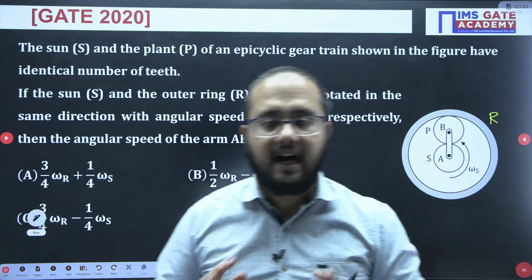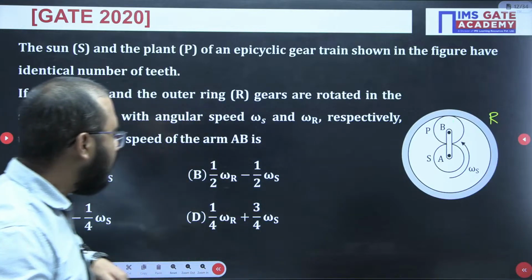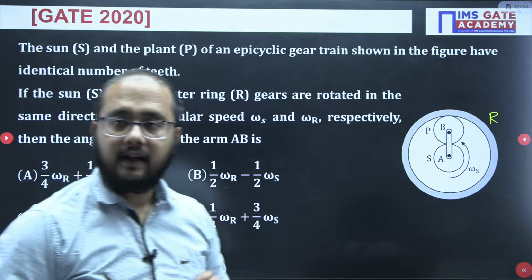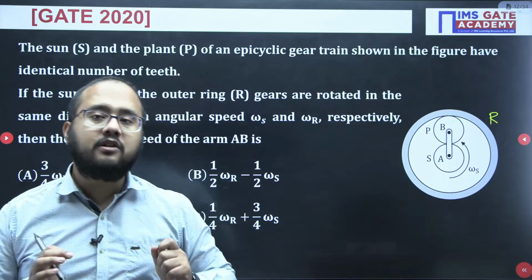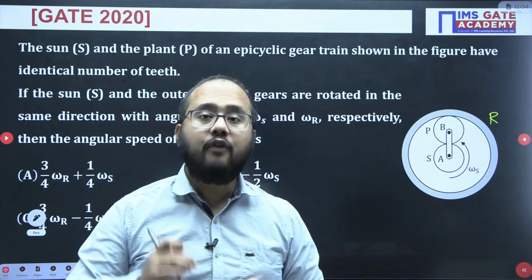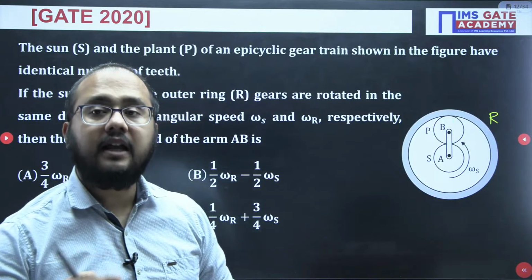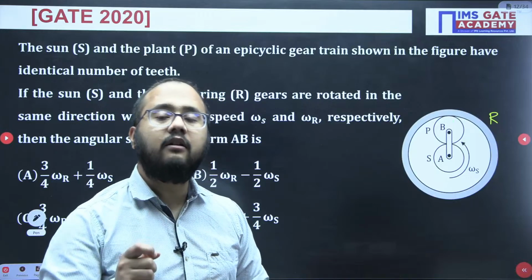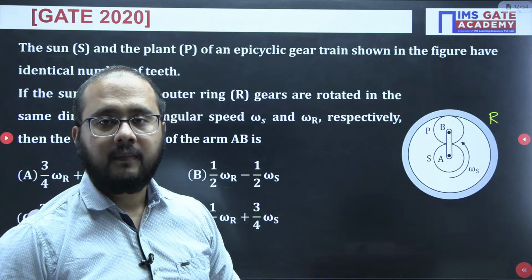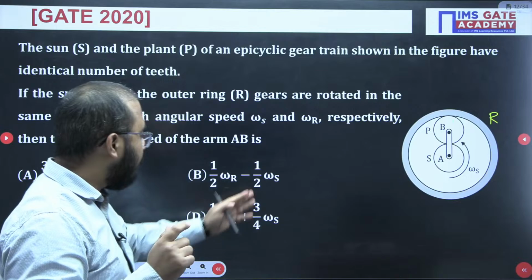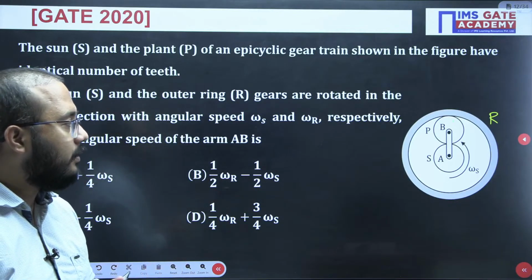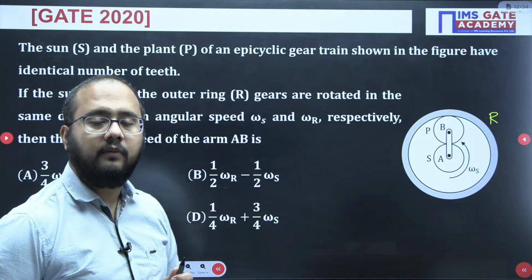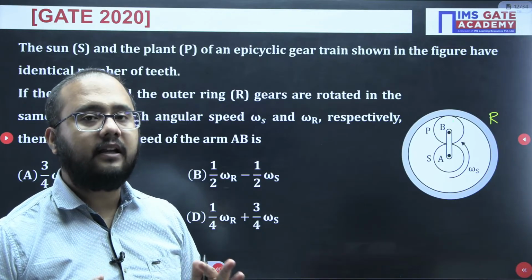Angular speed of the arm, they are asking in terms of omega r and omega s. Right? So you have to establish a relationship of the speed of the arm in terms of omega r, that is the angular velocity of the ring, and omega s, the angular velocity of the sun. They are not asking for a direct numerical value. I hope it is clear, everyone.